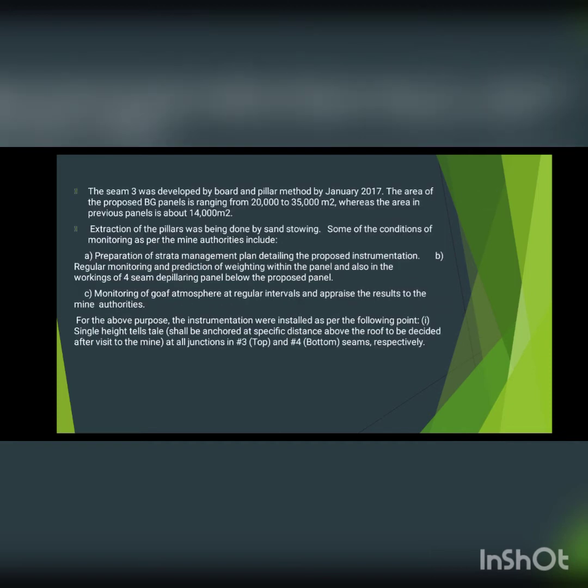Thickness of number 3 seam is about 10 meter and the blasting gallery method was introduced in this seam in the year 2002. And then this seam was developed by board and pillar by January 2017. The area of proposed BG panel is ranging from 20,000 to 35,000 meter square, whereas the area in the previous panels is about 14,000 meter square. The extraction of pillars was being done by stowing.